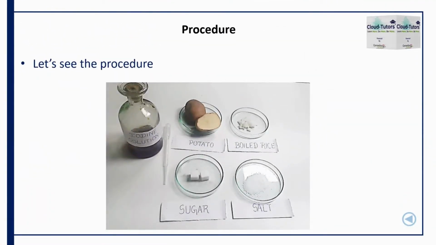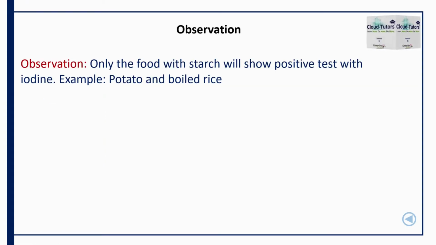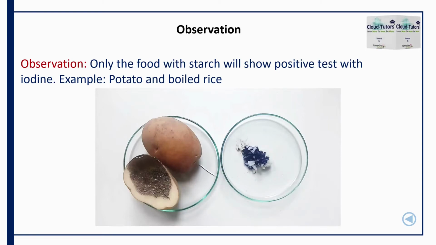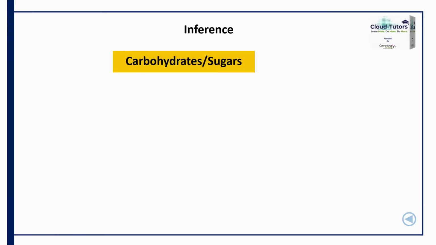So from this experimental procedure, what is our observation? The observation was that only food which contains starch will show a positive test with iodine, that is our potato and boiled rice. Whereas other items like sugar cubes and salt crystals did not show any positive result. What is the inference that we get from it?